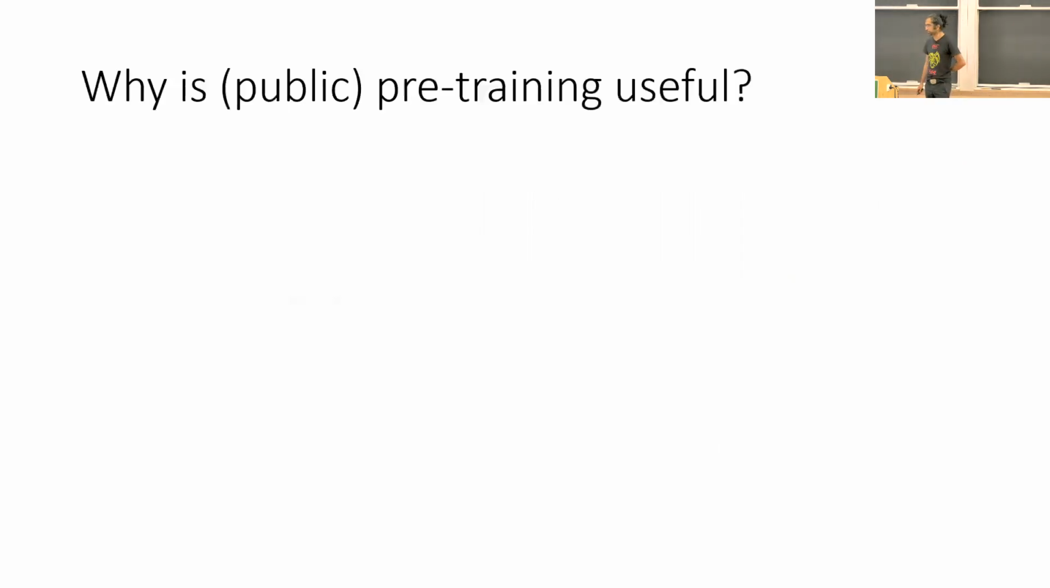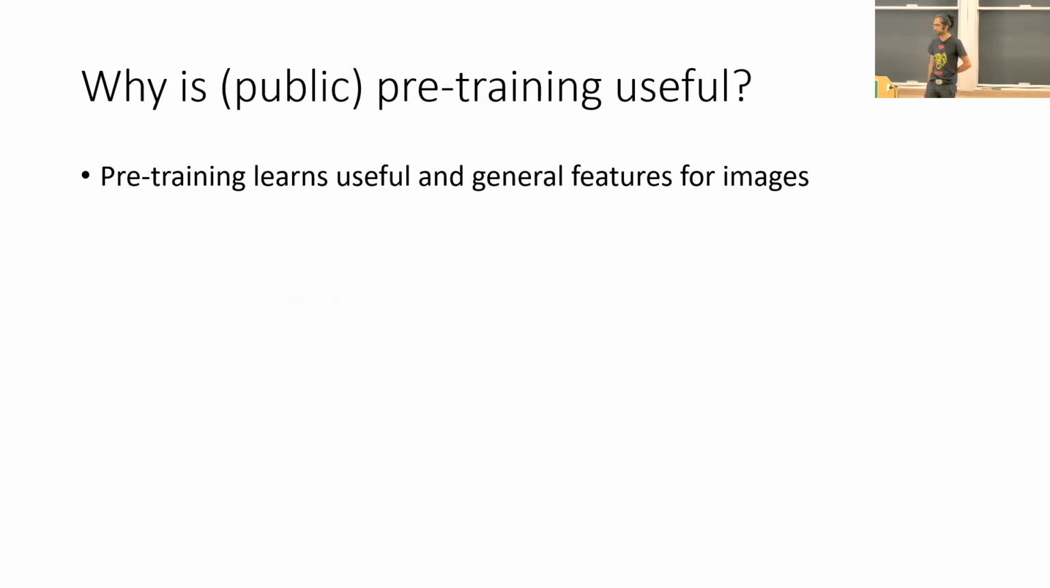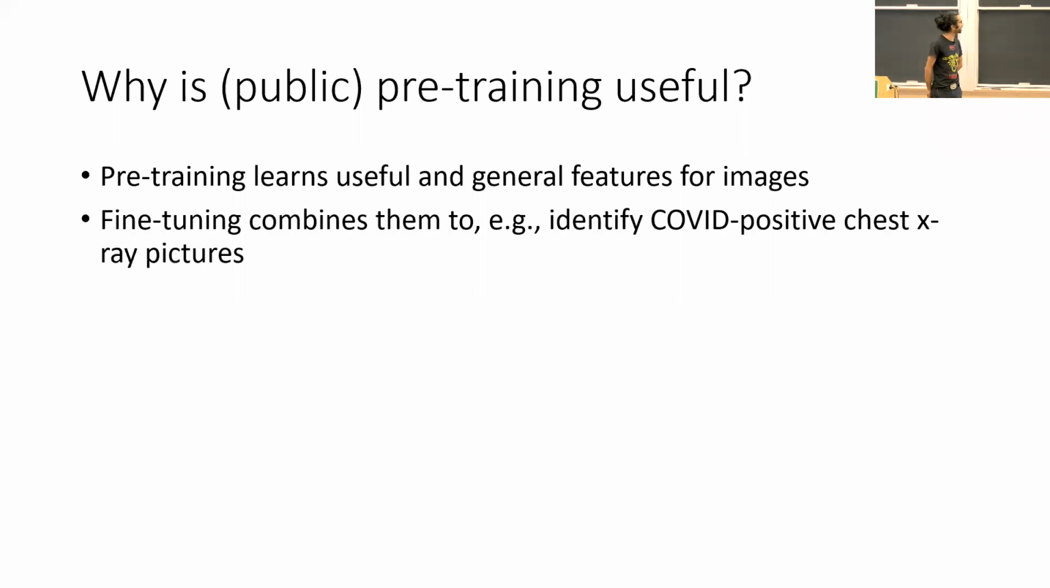Cool. Okay. So why is public pre-training useful? I haven't told you how useful it is yet. We'll see that in a sec. But the way I think of it, this is all deep learning, so whatever post hoc justification you want to give, you can. But it seems like pre-training generally learns useful and general features for images, and then fine-tuning combines them to do the specific task. Basically, you get some picture, and first you find a bunch of different useful features which might be useful for future tasks down the line. Then with fine-tuning, we say, okay, we've got all these different features, so let's combine them in the right way to detect, say, COVID chest X-ray pictures, which might be sensitive in this example.